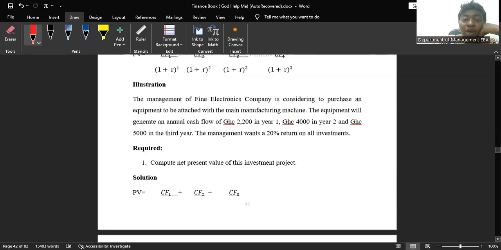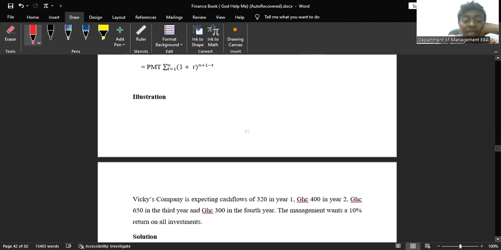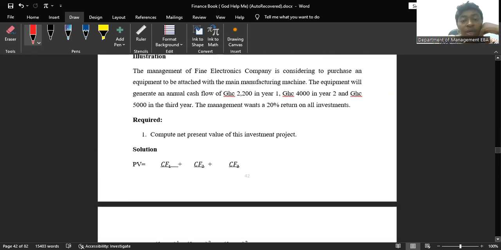All right. So I think this one is fairly calculated, so I wouldn't need to write it. So let's look at the solution. Let's look at the question and the present value. It said what? The management of Fine Electronic Company is considering purchasing an equipment to be attached with the main manufacturing machine. The equipment will generate an annual cash flow of 2,200, 4,000 the second year, right? And 5,000 the third year. So we want to calculate it.